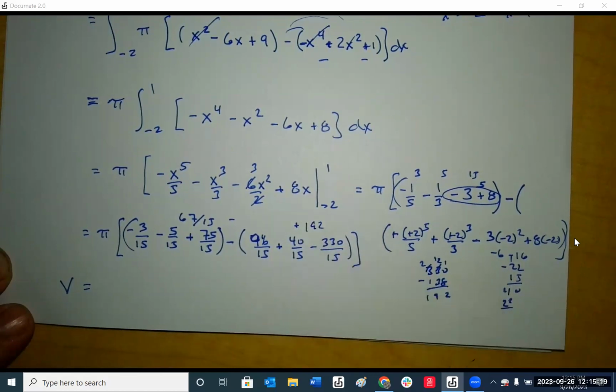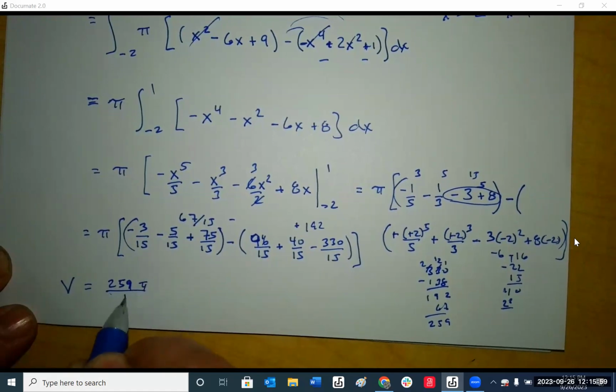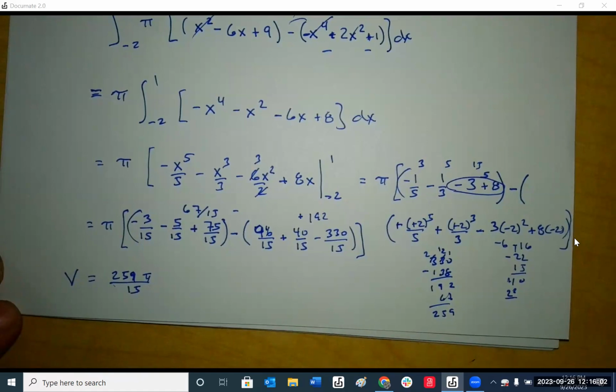That's 192. 67 plus 192. 259. (259 pi/15). Of course, there could be some easy math problems there.